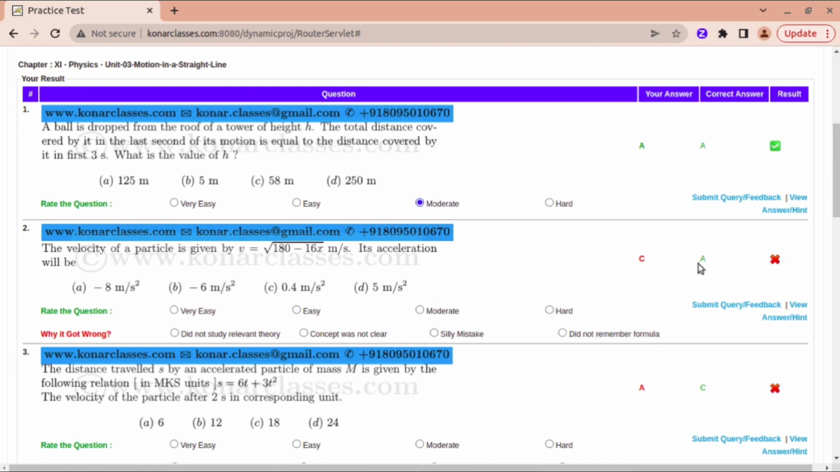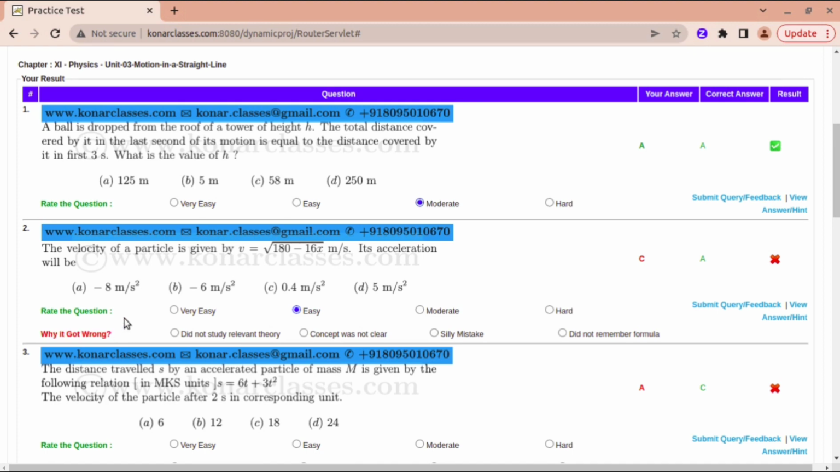question, correct answer is option A, but the option selected by the student, in this case me, who appeared a few minutes back, is option C. So here we are asking, rate the question first, whether it is very easy or moderate or hard. So I am giving here the question as easy. Then the second question is asking why it got wrong.